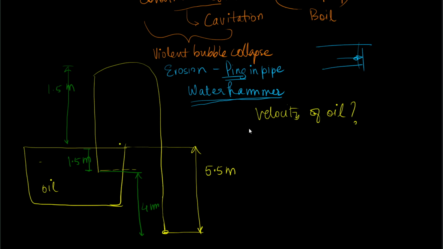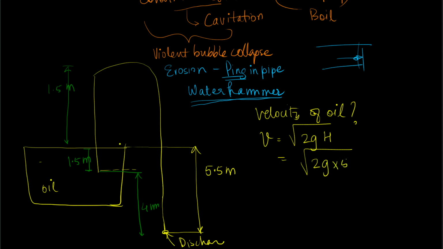So we know that the velocity of oil will be equal to square root of 2gh, where h is this particular height, the distance of this exit, the discharge point, from the surface of the water. So this will be equal to square root of 2g into 5.5. This comes out to be 10.39. Let me just verify it with the help of a calculator.